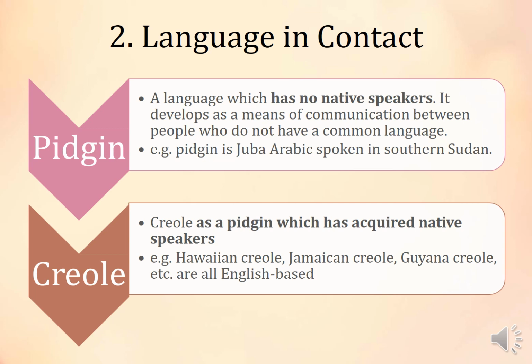A Creole is a Pidgin which has acquired native speakers. If the people using a Pidgin get married, then their children and their generation would be considered a Creole. Are you getting my point?